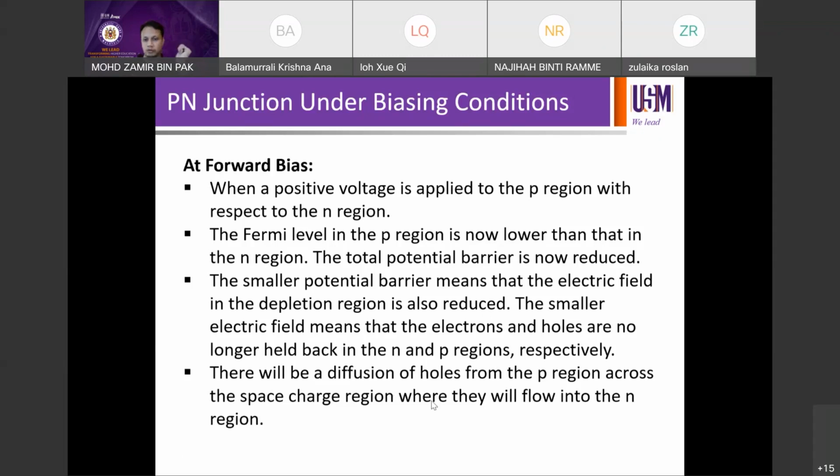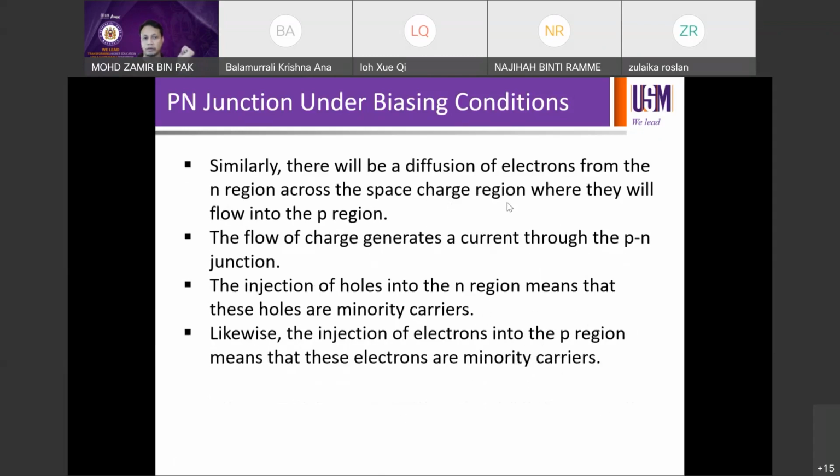There'll be a diffusion of holes from the P type across the space charge where they'll flow into the N type, and the same goes for electrons as well. The flow of charge generates a current through the P-N junction. The injection of holes into the N type means that these holes are the minority carriers. So that's why it becomes important again.